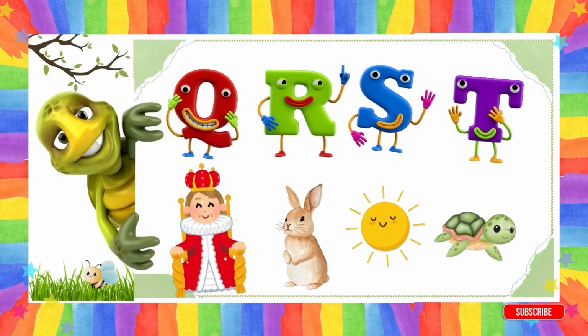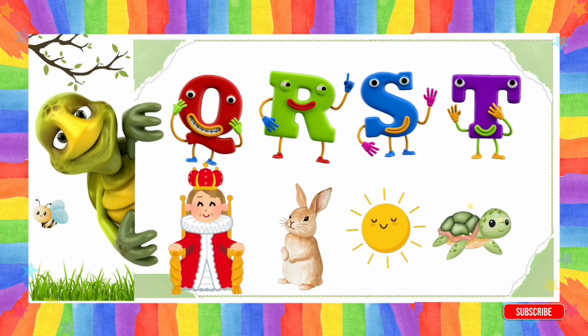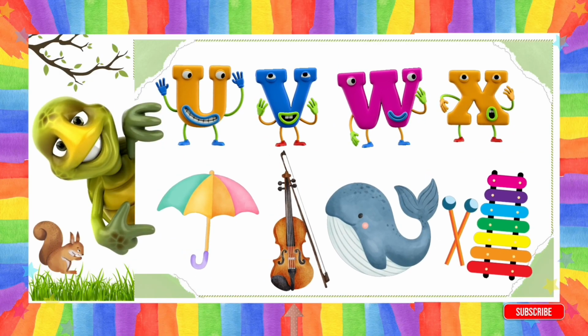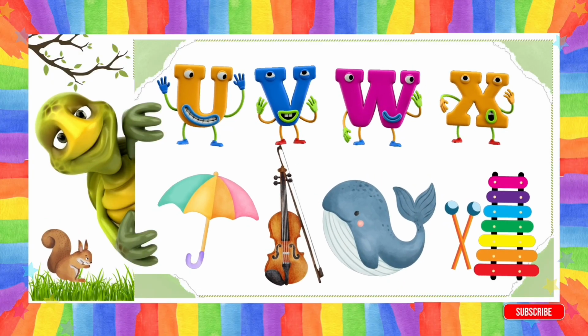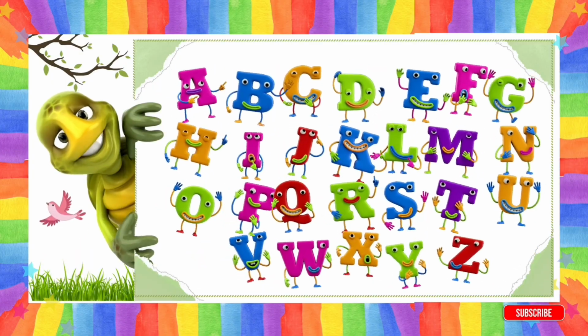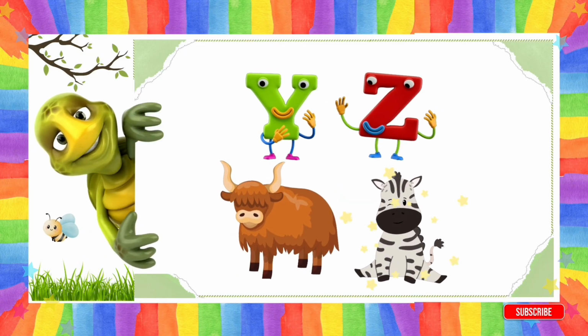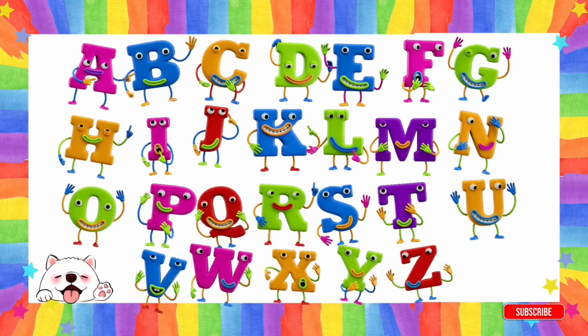Q is for queen, R is for rabbit, S is for sun, T is for turtle, U is for umbrella, V is for violin, W is for whale, X is for xylophone. Y is for yak, Z is for zebra. A, B, C, we sang with glee.